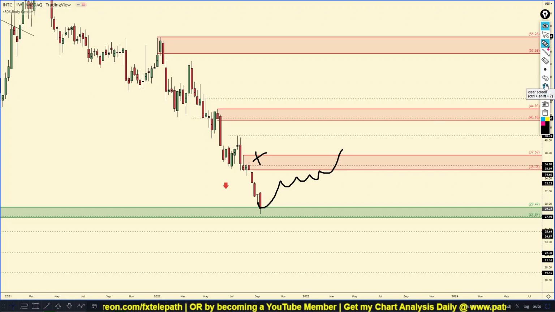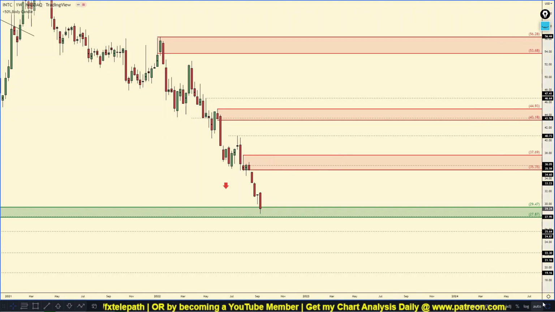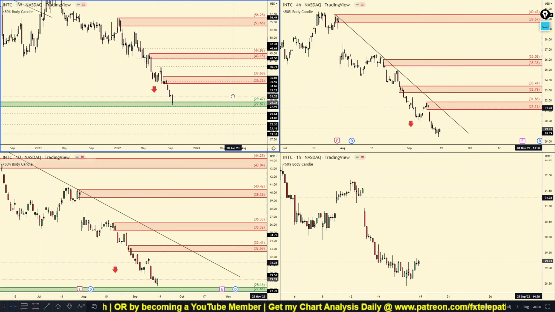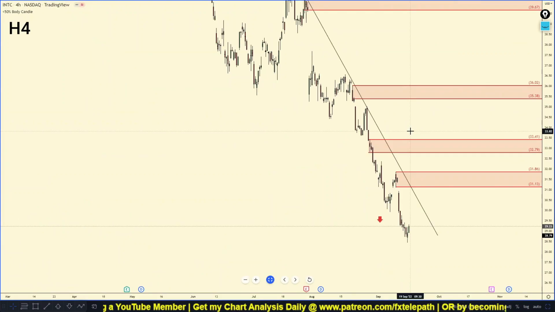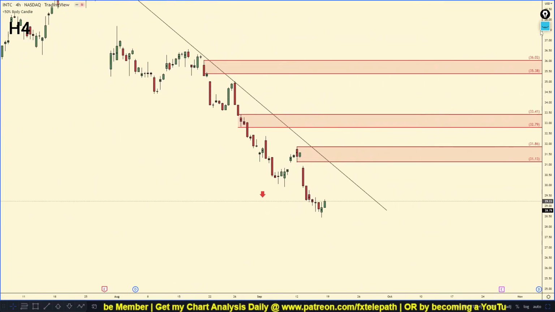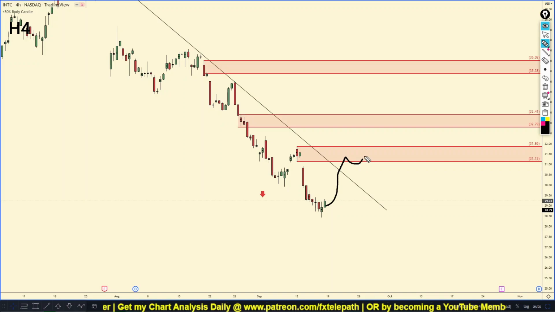So I wouldn't even consider getting in long until that takes place. So as far as trading setups go, like I said, it's shorts all the way. And as far as I can see, there's not a lot of setups right now. There are a few little 4-hour supply zones right here you could look for potential shorts in.